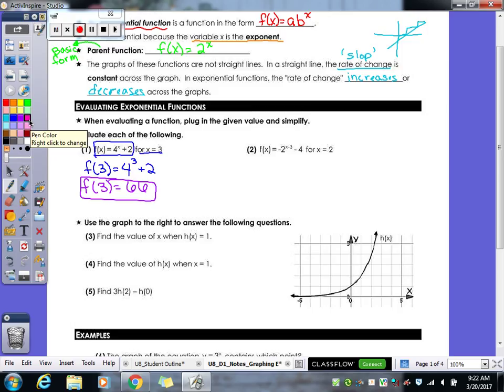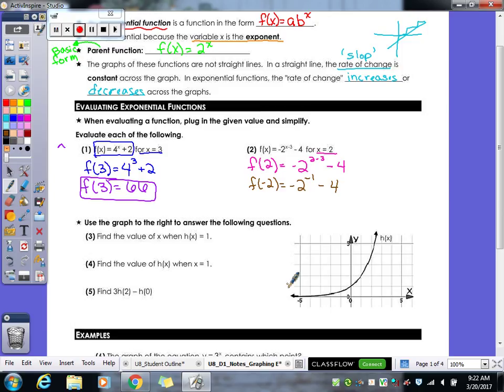So number 2, what are we plugging in for x? We're going to plug in a 2. So f of 2 equals negative 2 to the 2 minus 3 minus 4. Let's clean up our exponent a little bit first. What is 2 minus 3? Negative 1. So we get negative 2 to the negative 1 minus 4.